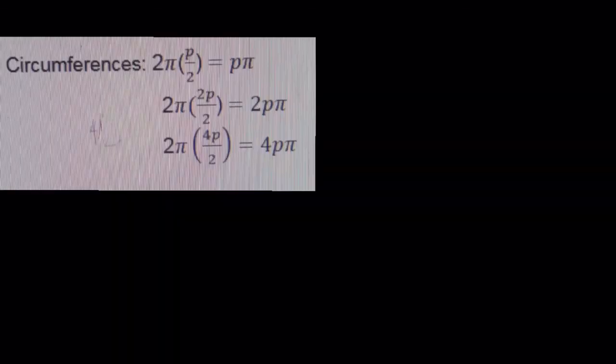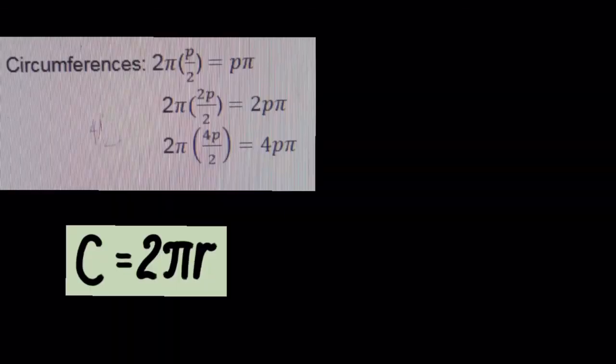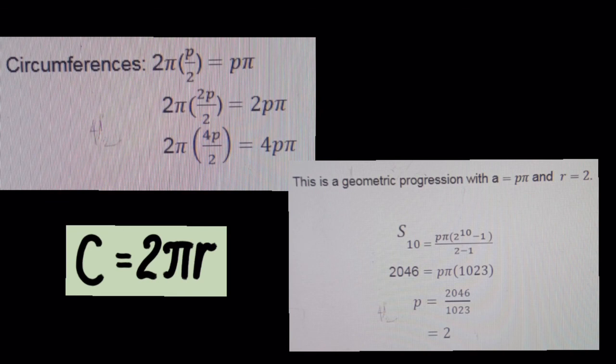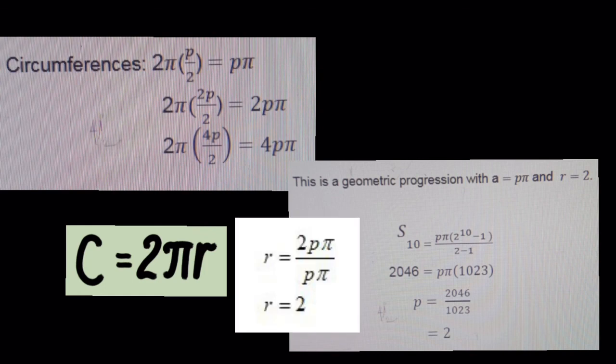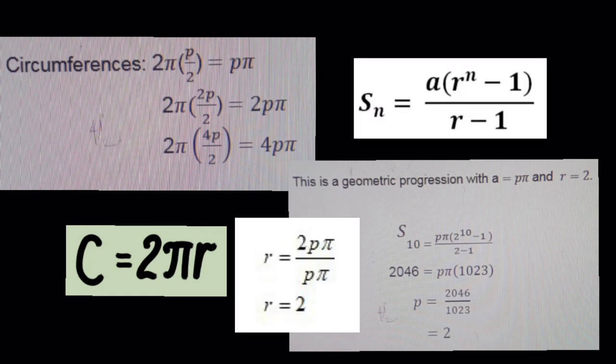To find p, we have to know the circumference first, which is 2 pi r, and then we equate it with pi d, which is p pi. And our first term equals p pi, and our common ratio equals 2. And then we insert it into our formula, Sn equals a bracket r to the power of n minus 1 over r minus 1 because our r is more than 1. And then we use S10 because we have 10 circles, and we will get p equals 2.